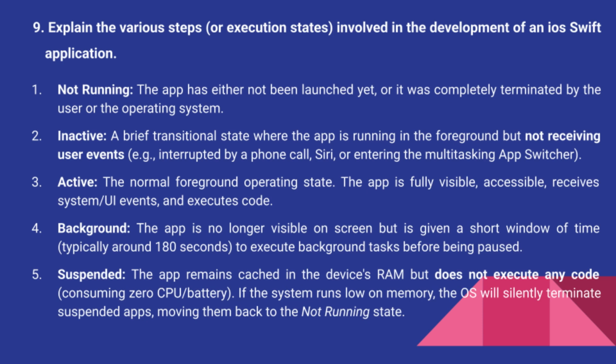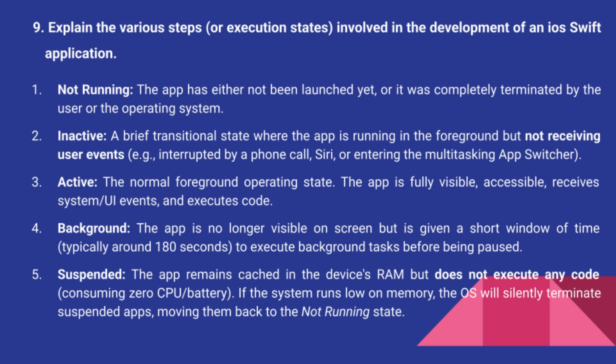The moment a user minimizes the app, it hits the background. In this state, the app can still execute code, but only for a limited grace period, historically around 180 seconds, to let you finish ongoing tasks. If you need more time, you have to explicitly ask the OS using APIs like begin background task.